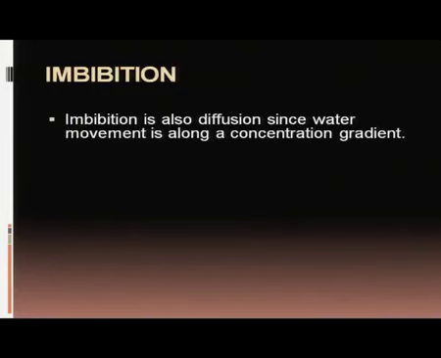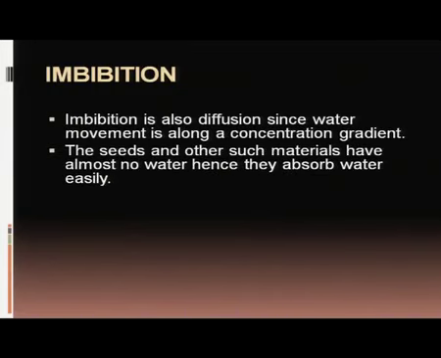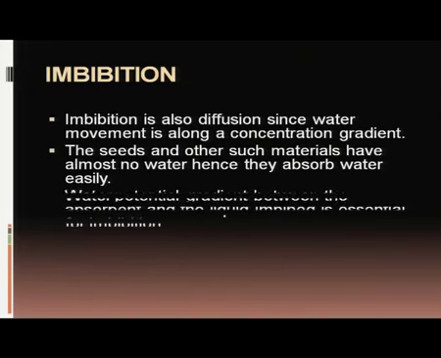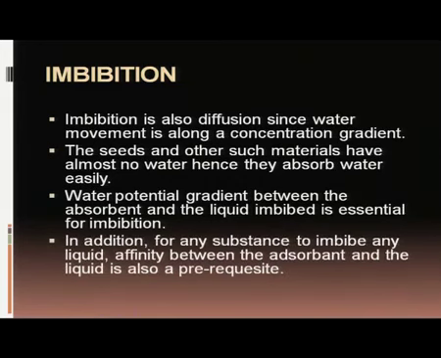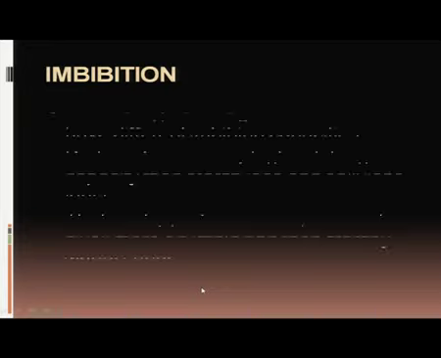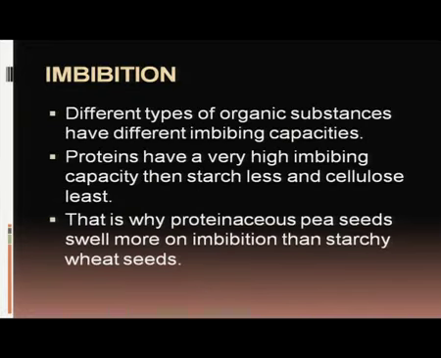Moving on, imbibition is also diffusion, since water movement is along a concentration gradient, and the seeds and other such material have almost no water, hence they absorb water very quickly. Now, what is important? That a water potential gradient should be there, otherwise imbibition will not take place. And in addition, affinity between the adsorbent and the liquid is also required for imbibition to take place.